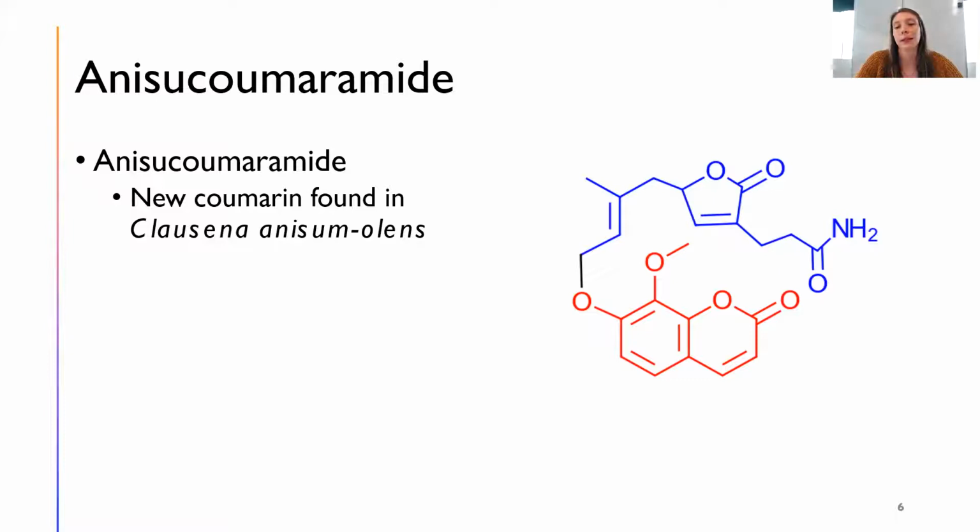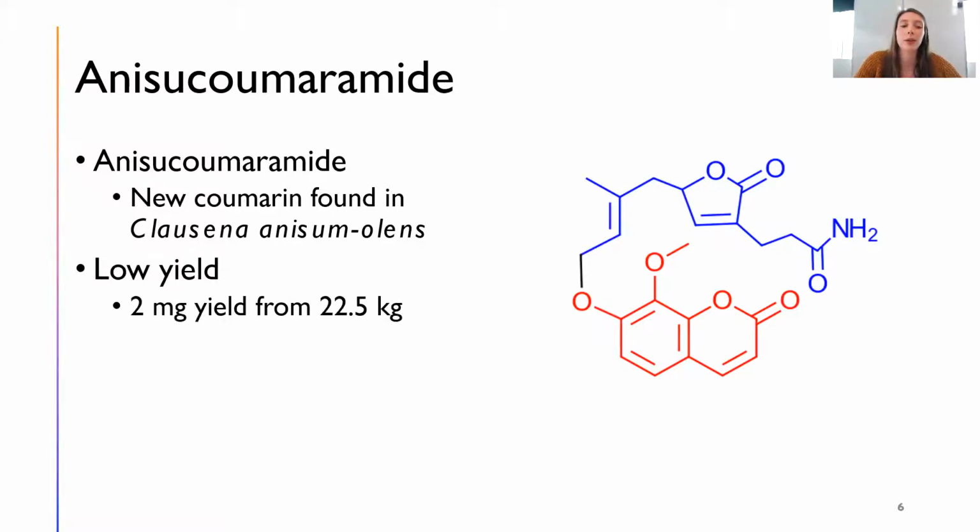In the paper that isolated this plant, however, it had a very low yield. They were only able to get 2 milligrams from 22.5 kilograms, which is approximately the same as considerably less than 1 ounce from almost 50 pounds. But from what they did get, the 2 milligrams, they did some tests and they saw that this molecule has MAO-B inhibitor potential.